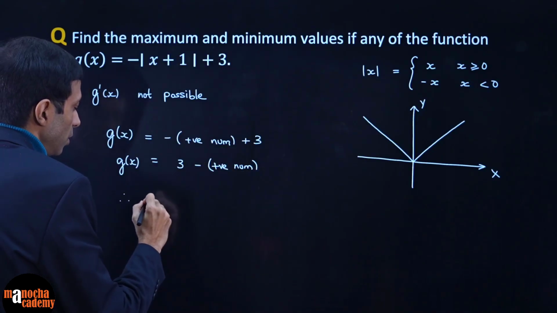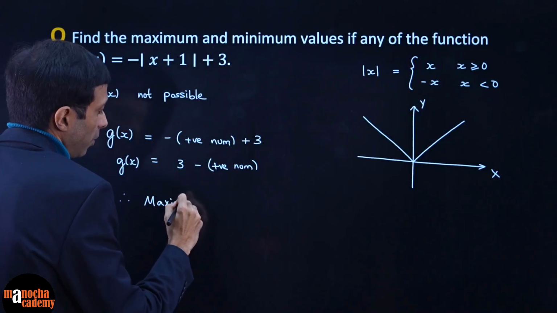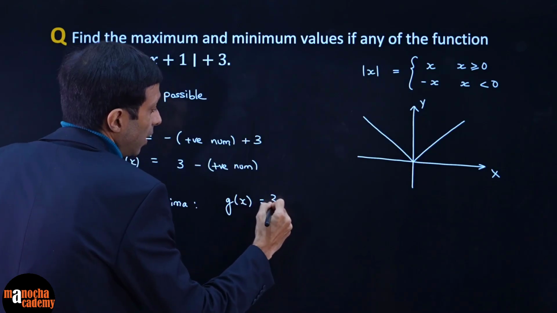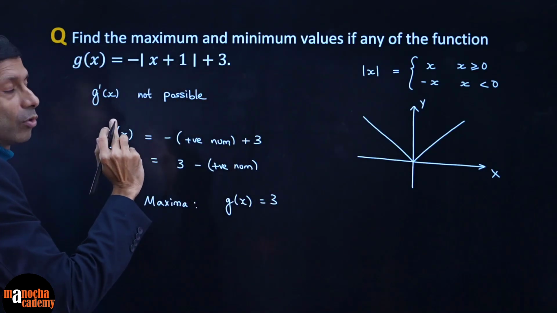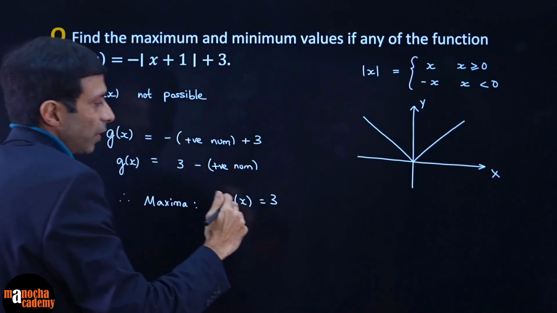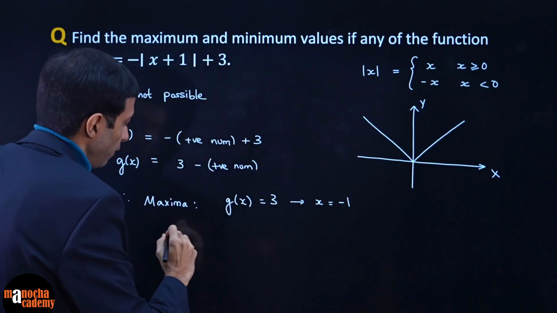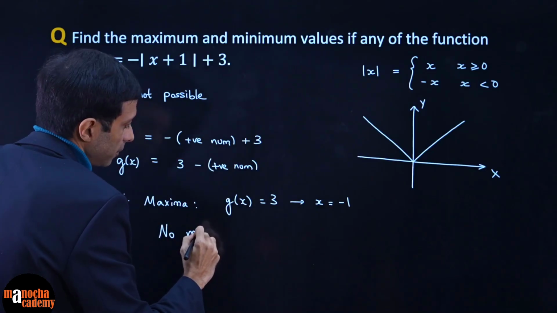So therefore maxima will be g(x) equal to 3. When will it happen? When this term is 0. So it will clearly happen when x is minus 1. So this happens clearly at x equal to minus 1. And we can see no minima.